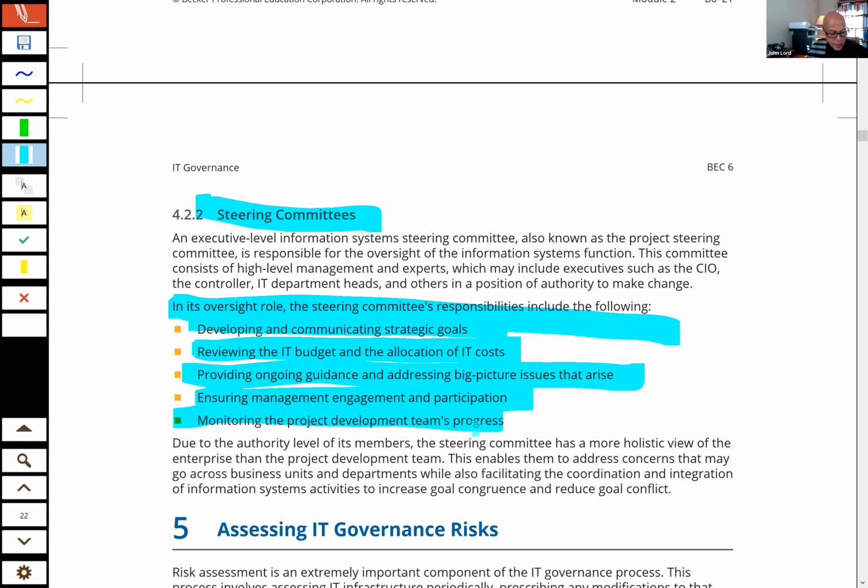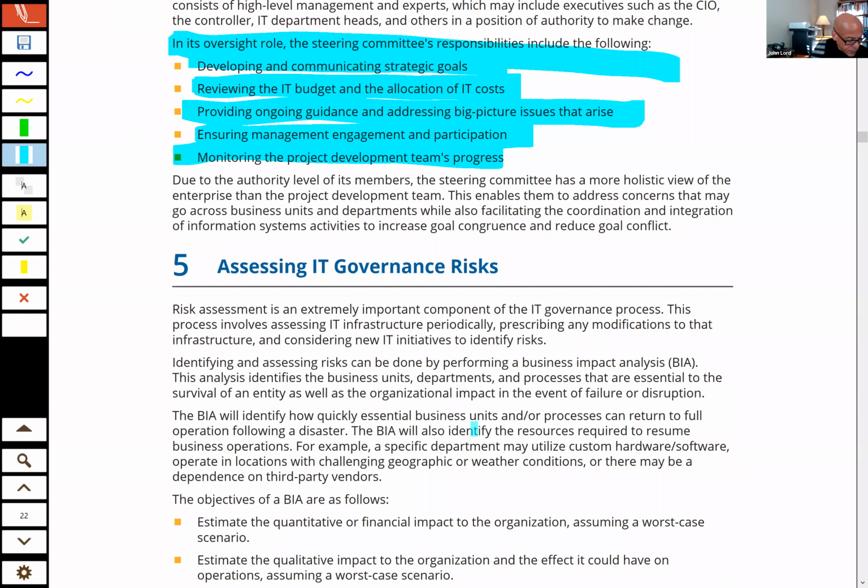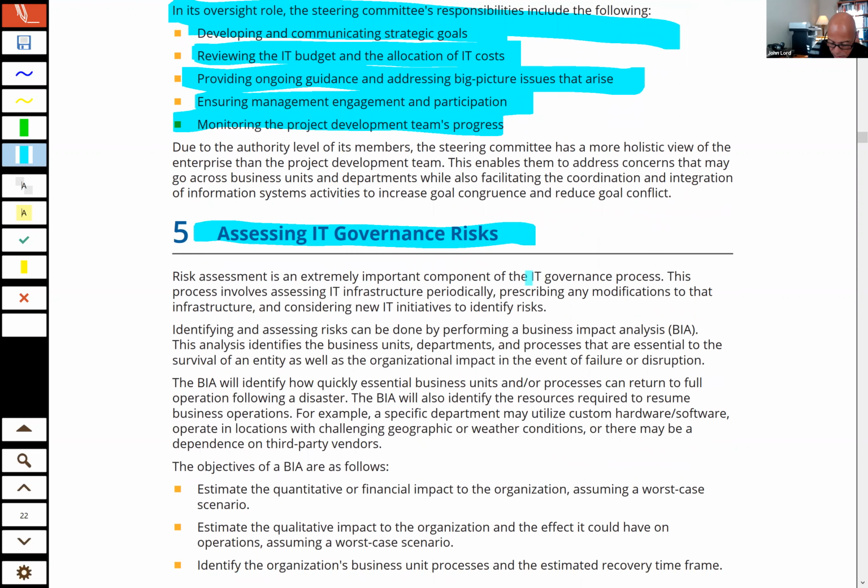So you have your planning team, and then you have a project development team, and then you have your steering committee. Okay. Now, assessing IT risk. Okay, let's just take a look at some of the process for assessing IT risk. And we have this notion of this risk assessment that's going to be done. And we're going to have to do a business impact analysis. Okay, we were sort of talking about this a little earlier.